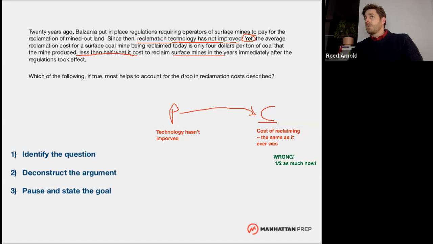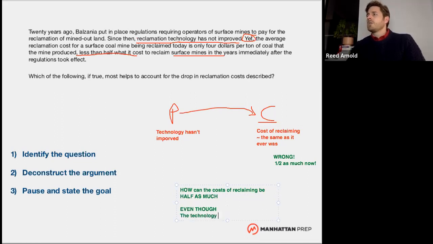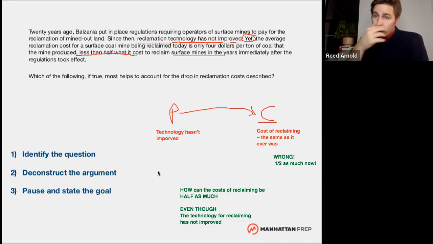So what do I need to explain? Hold up. How can the costs of reclaiming be half as much, even though the technology for reclaiming has not improved? And again, you can brainstorm some thoughts there. You can think like, well, maybe wages are, maybe you just don't pay people as much to do it, I guess.